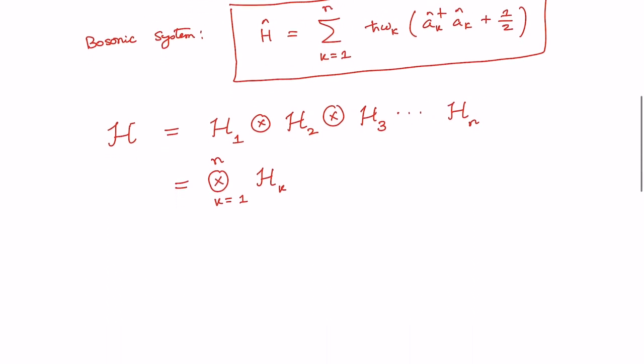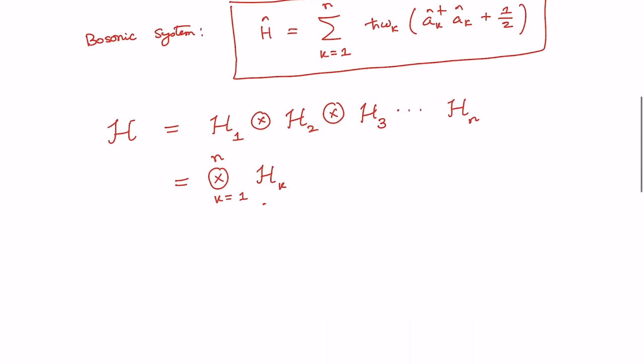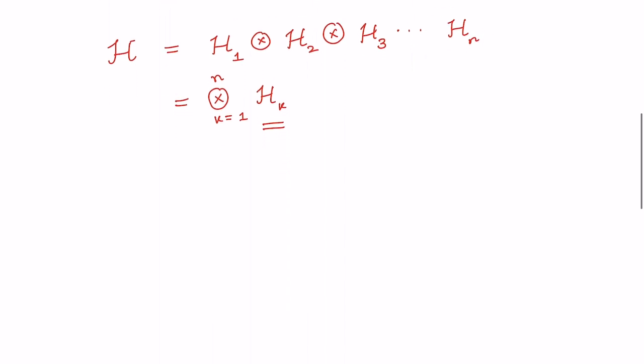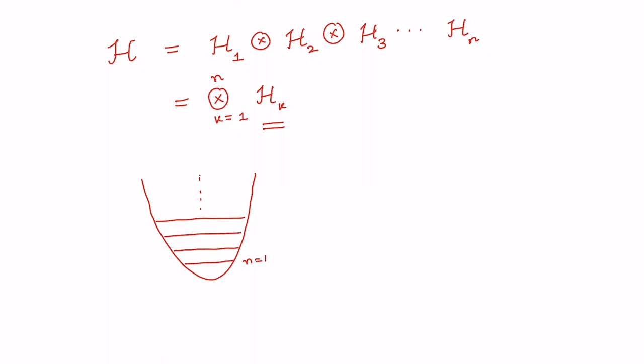And you see, each Hk here is the infinite dimensional Fock space associated with a single mode. Each mode in the simple harmonic oscillator has an infinite number of energy levels. If I consider one single harmonic oscillator mode, then because it's a harmonic oscillator, its energy levels are equally spaced, but we have an infinite ladder of energy levels, like this.